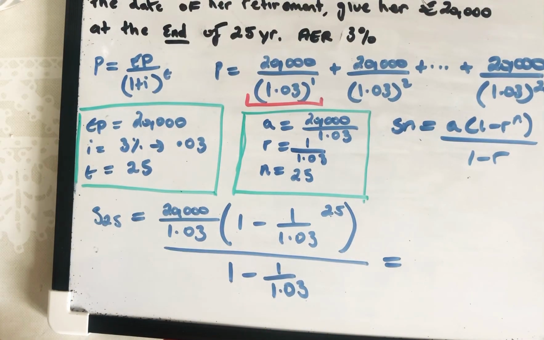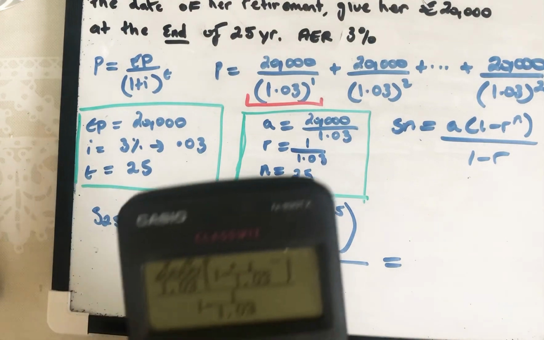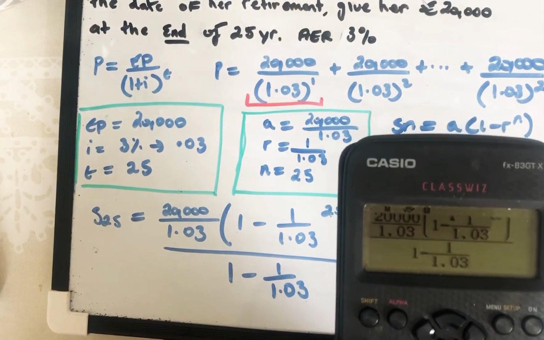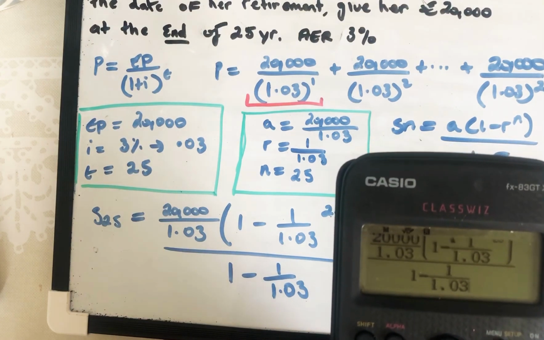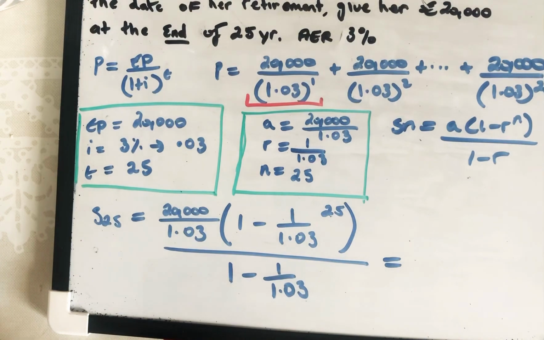Now, I have no problem where you put it all into the calculator in the one go, but you have to make sure you type in exactly what you see. So I'm just going to type it out here and show you exactly what I have in my calculator. 1.03 power of 25, close the bracket, all over 1 minus 1 over 1.03. You can see I've exactly typed what is written down on the board. So let's now press the equals button and we can see we get this number here.